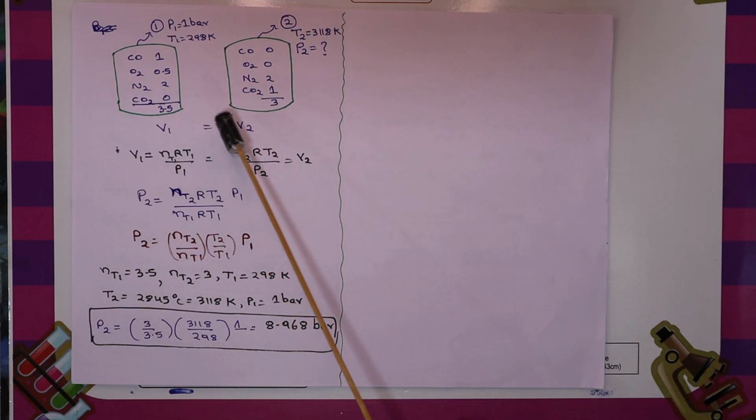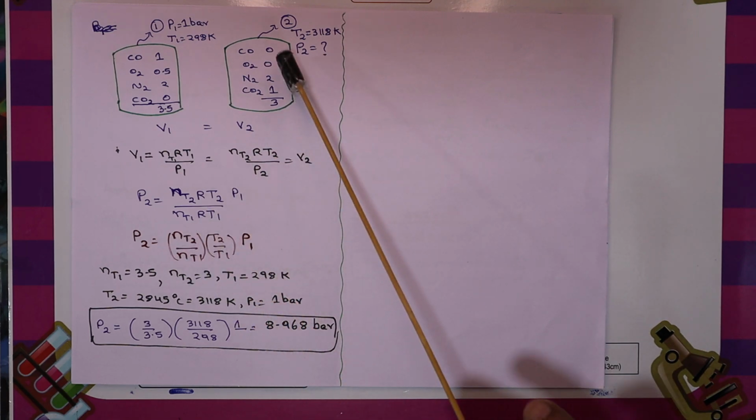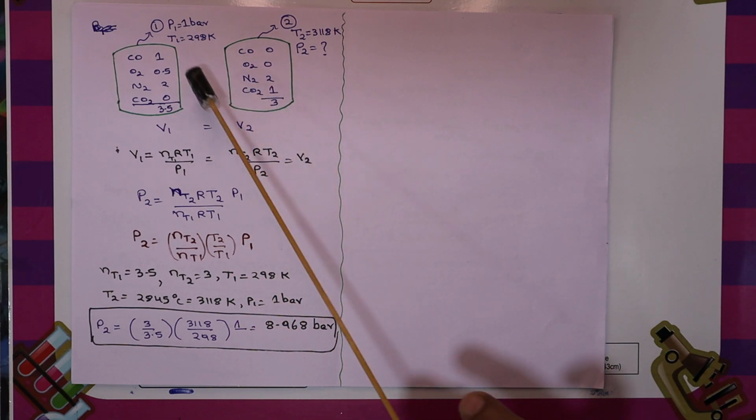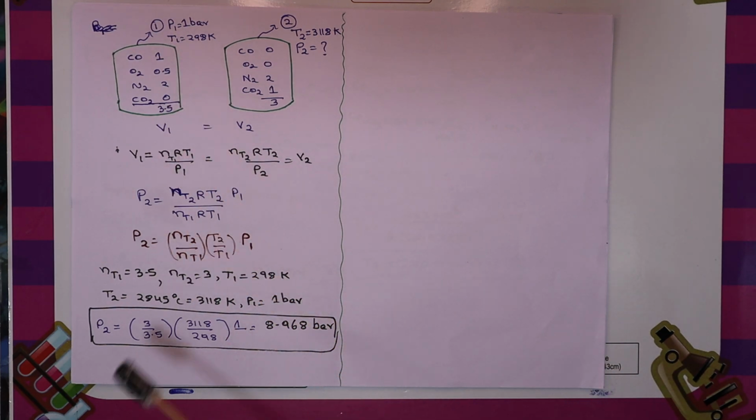Using the expression, with V1 equal to V2, the final P2 can be calculated using nT2 by nT1 into T2 by T1 into P1. Here nT2 is the total moles after the reaction, which is 3, and nT1 is the total moles before the reaction, which is 2.5. T1 and T2 are already known, and P1 equals 1 bar. Put these in the expression and calculate P2, which is 8.968 bar.